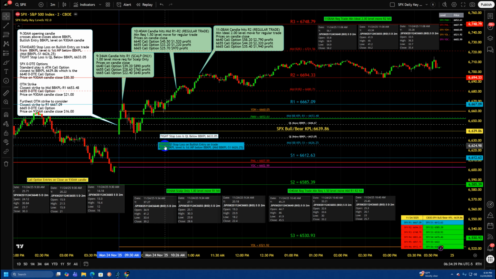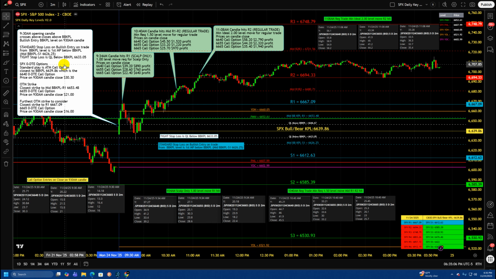And here is our standard stop loss on the bullish entry on the trade from the BBKPL level, the first midpoint below the BBKPL, mid BBKPL S1, 66.26.25. So as you can see in this particular trade, it did hit the scalp only one level move, just a couple of candles later after the entry.